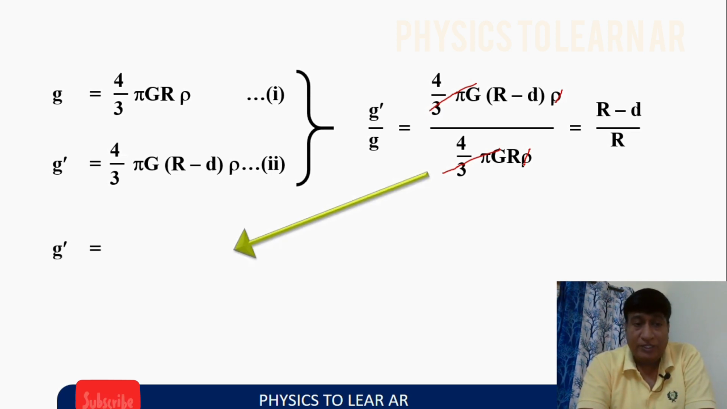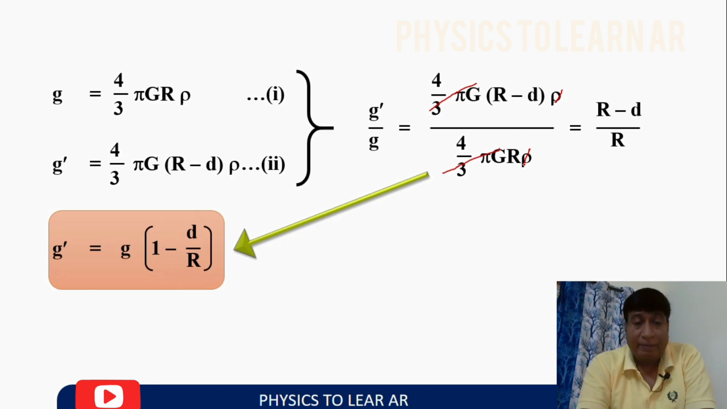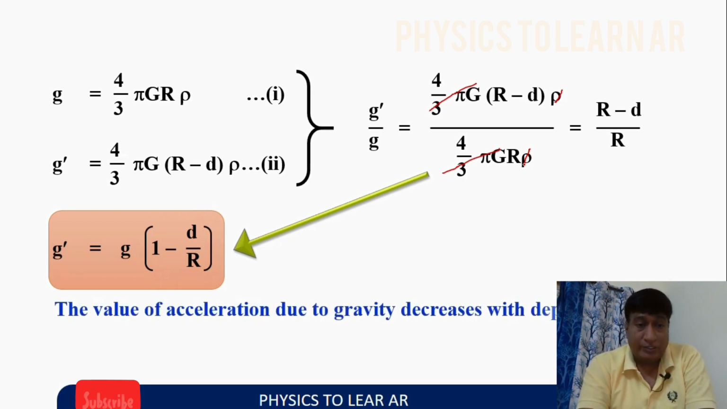With the help of this, g dash is equal to g into 1 minus d by R. So we can conclude that when an object is moving inside the earth, the acceleration due to gravity decreases by a factor of g into 1 minus d by R. The g value is maximum on the surface of the earth. If it moves upwards, the g value decreases. If the object moves into the earth, it also decreases. The value of acceleration due to gravity decreases with depth.